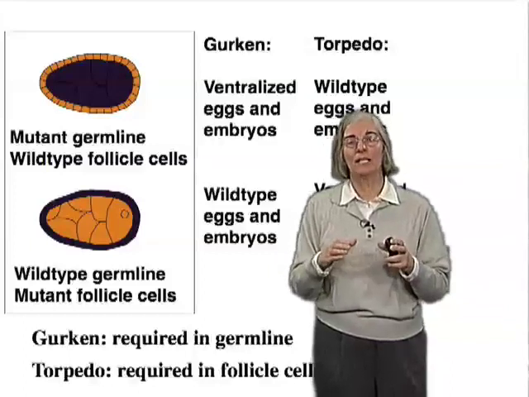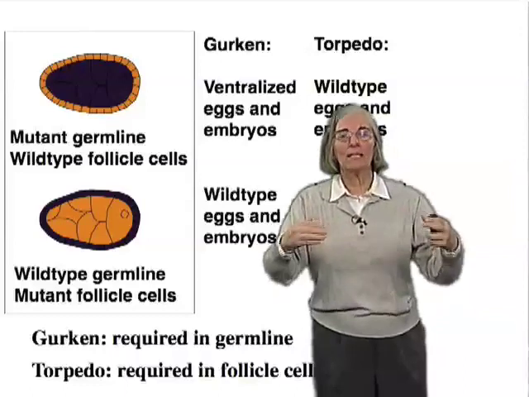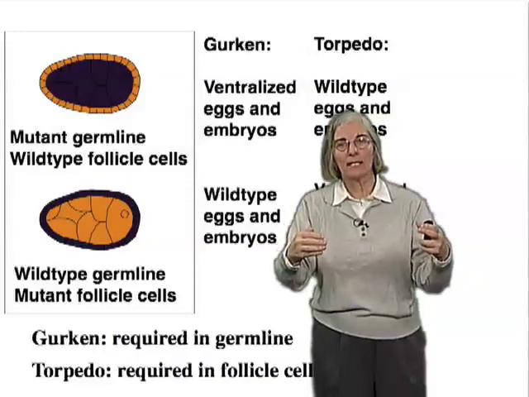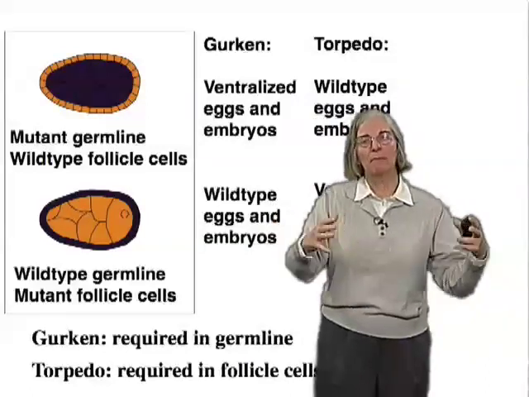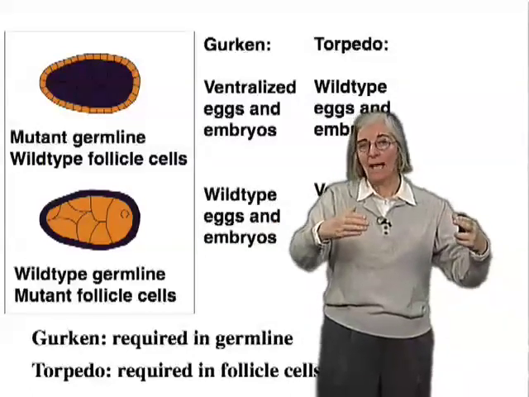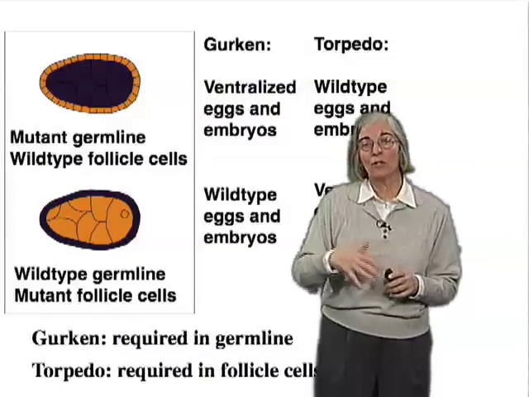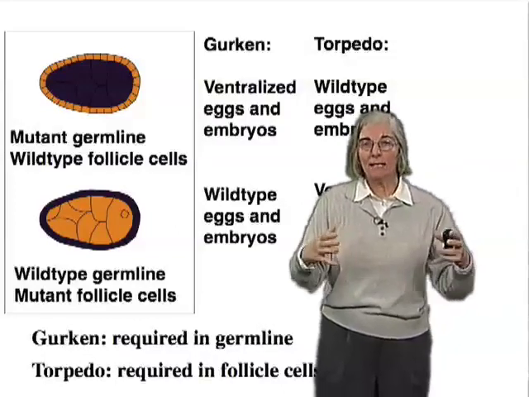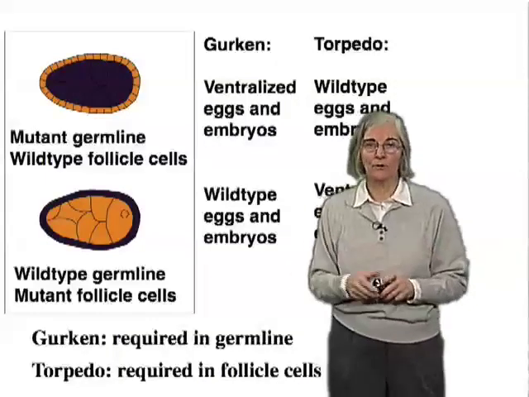That then suggests that whatever Gurken does in the germline is somehow signaled to the overlying follicle cells. And Torpedo, which is required in the follicle cells, might then be acting in the follicle cells to receive this information that comes from the germline and help the follicle cells to act and implement this information.